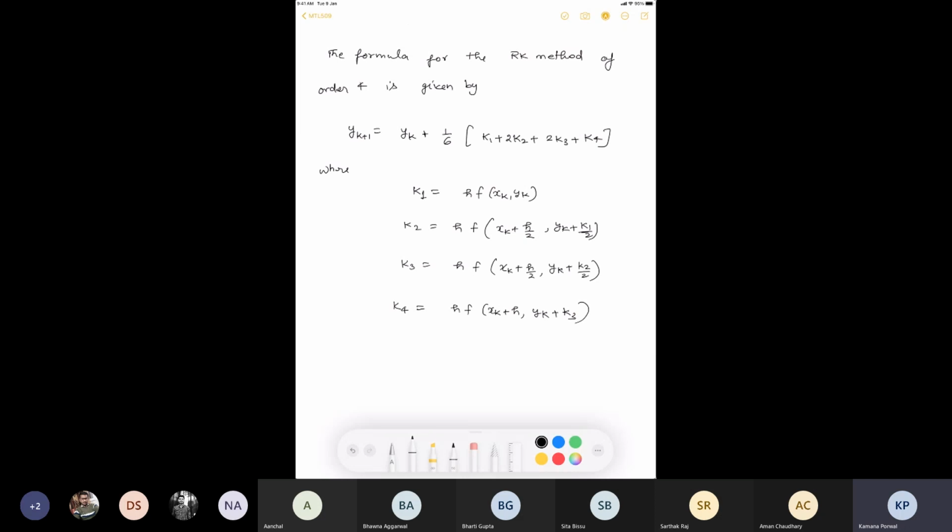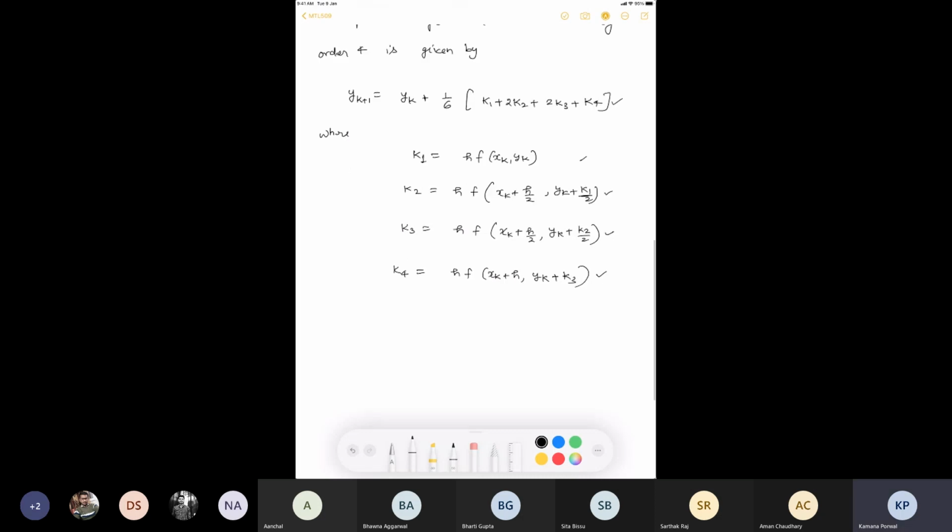Okay, so once you have found k1, note that knowing xk, yk, you will evaluate k1, and once you have k1, you can evaluate k2, and then using k1, we can get k3, and using k3, we can get k4. Once you have k1, k2, k3, k4, you substitute in this formula, and then you will get yk plus 1.